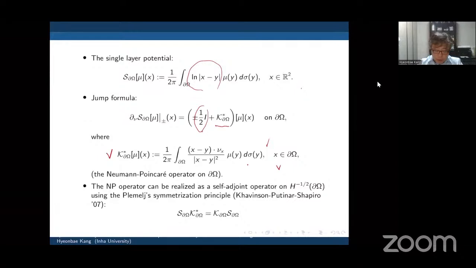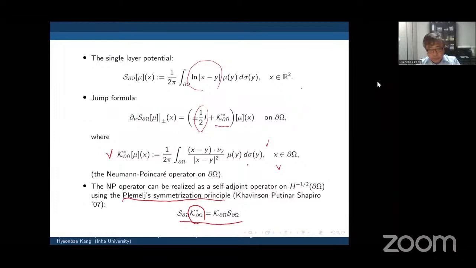And recently, Khavinson, Putinar and Shapiro in 2007 realized that using Lamé's symmetrization principle, which is this, K star can be realized as a self-adjoint operator. So if the domain is smooth, it becomes a self-adjoint compact operator. So it has eigenvalues of finite multiplicities converging to zero, and the eigenfunctions are orthogonal to each other.